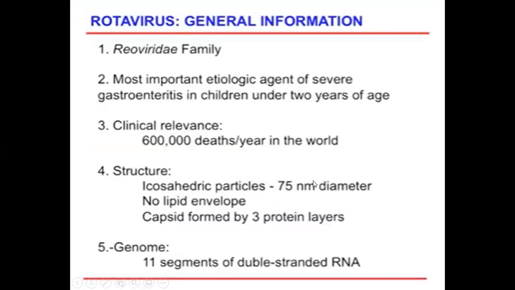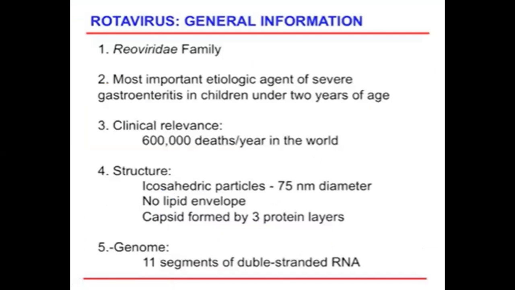So another example is the rotaviruses. These are very important viruses, and 600,000 deaths per year in the world occur. The size of this virus is 75 nanometers, and its capsid is made up of 3 protein layers, and the genome has 11 segments of double-stranded RNA.